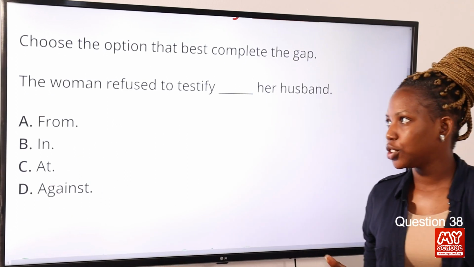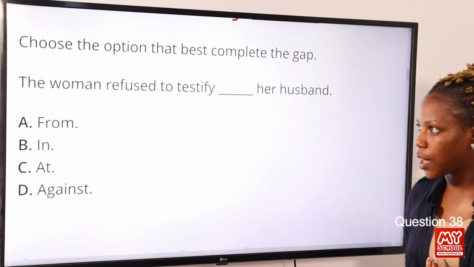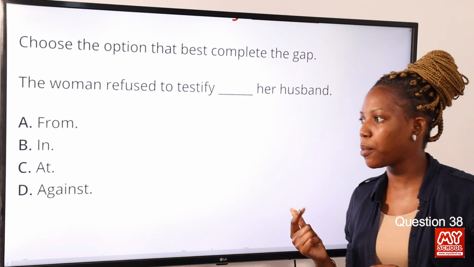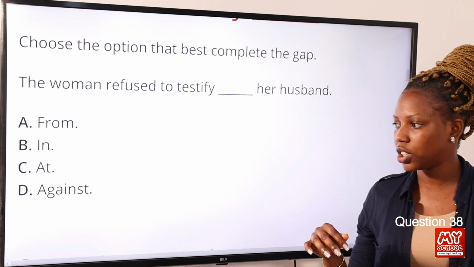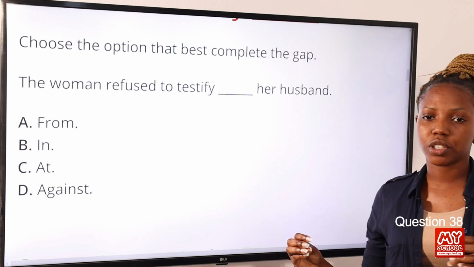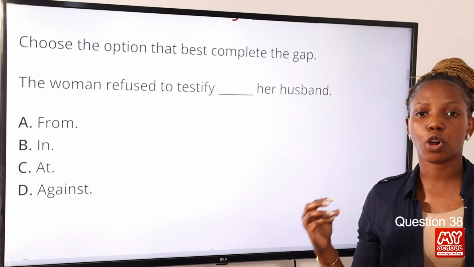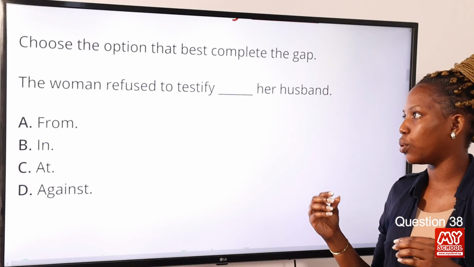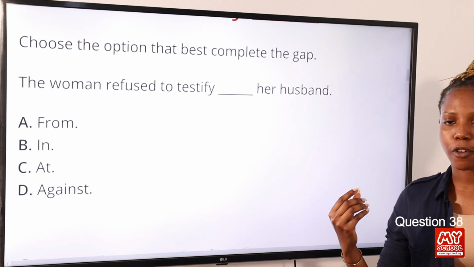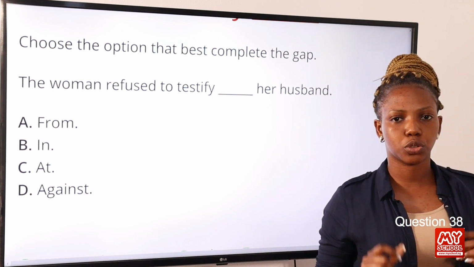Question 38. Choose the option that best completes the gap. The woman refused to testify dash her husband. Option A, from. Option B, in. Option C, at. Option D, against. Now all of these are prepositions and the appropriate word to use is against. Against means in opposition to. So the woman refused to testify against her husband. Therefore, option D is the correct answer to this question.